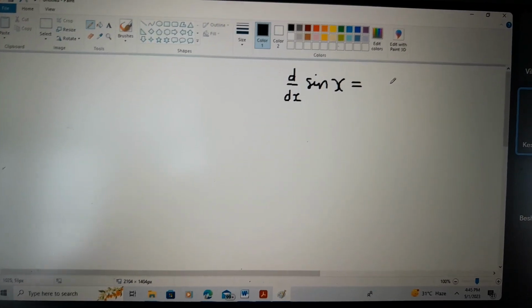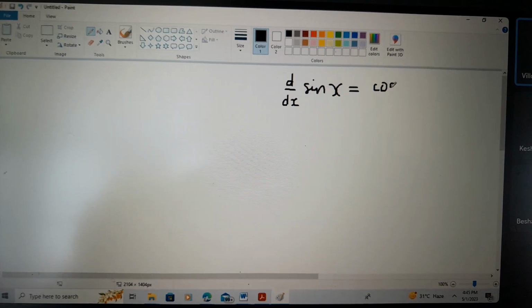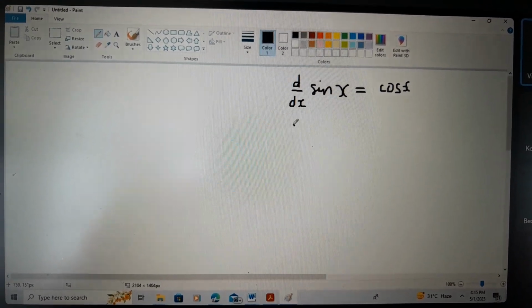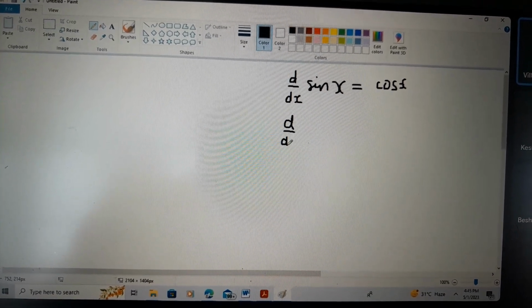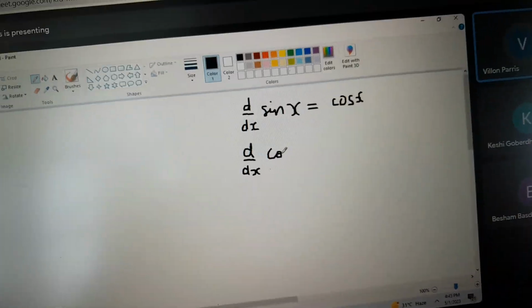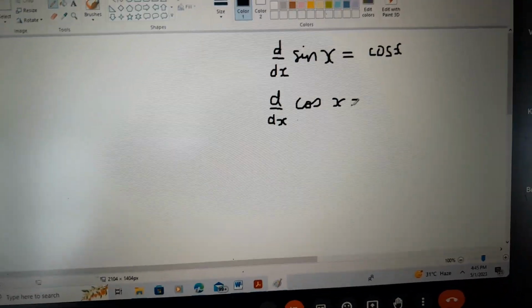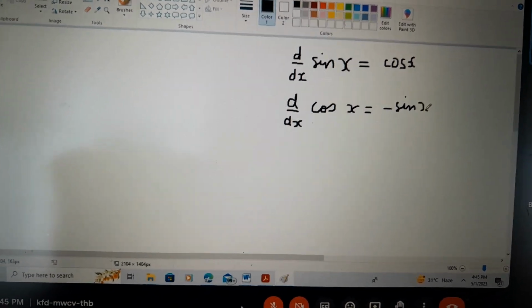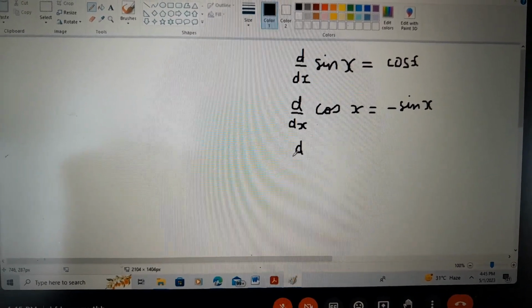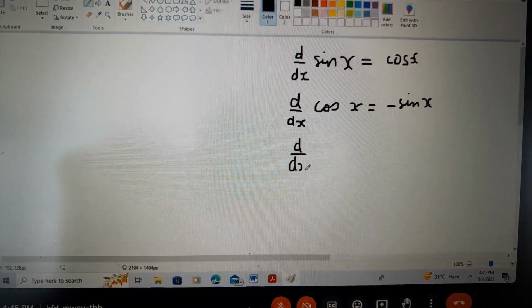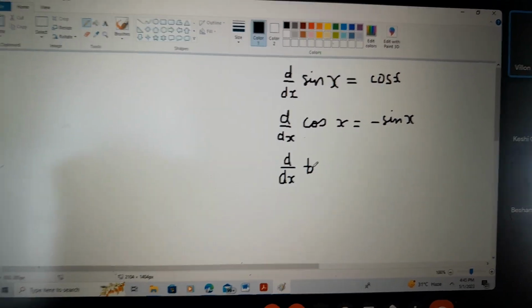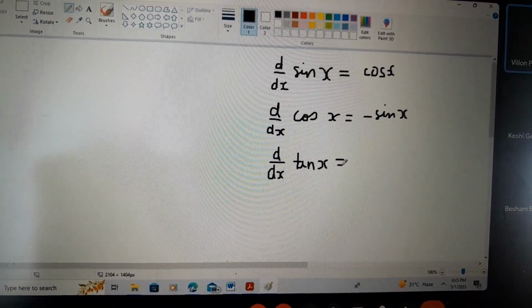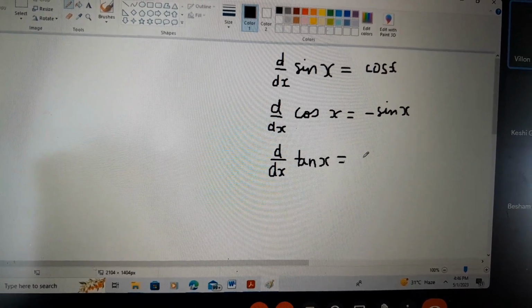Cos x, sir. Excellent. So this is why it's important that we remember these things. When we differentiate cos, what do we get? Negative sine x, sir. Excellent. Negative sine x. When we differentiate tan, what do we get? Yeah, so what do we get when we differentiate tan?